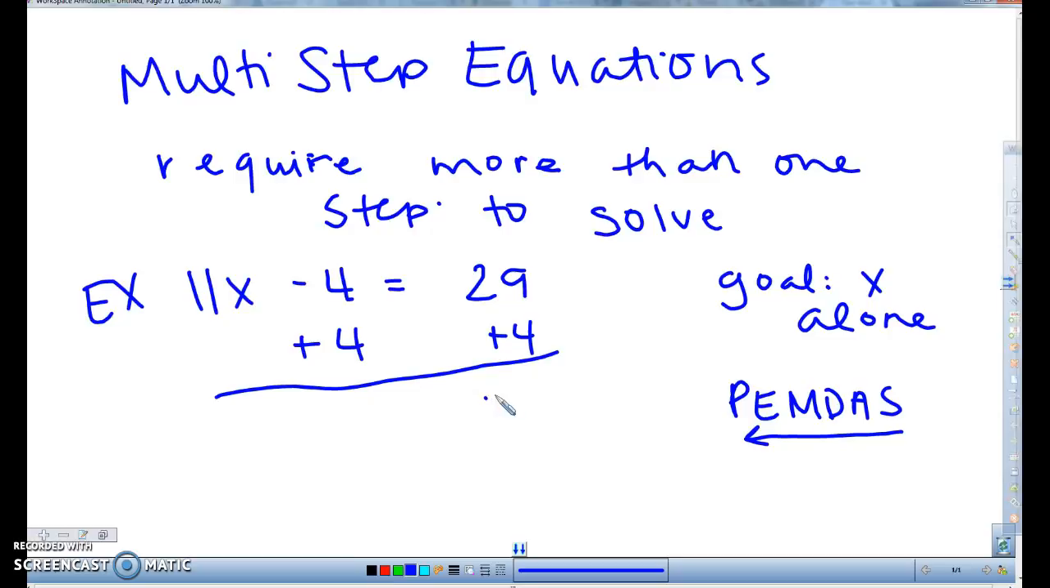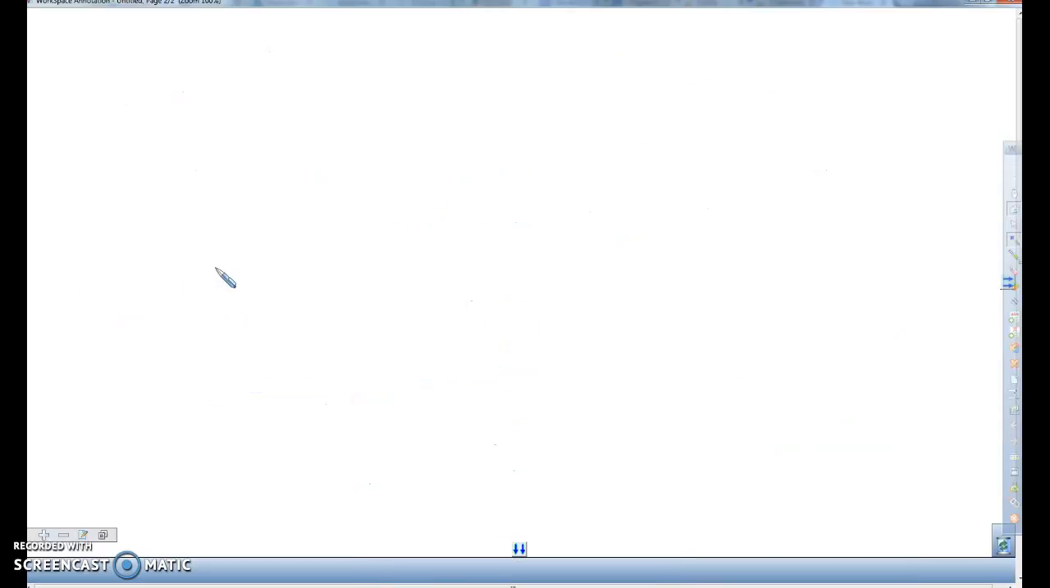29 plus 4 is 33. And on this side I was left with 11x. That's a one-step equation you can solve. You would divide both sides by 11. When I do that, these cancel. I get x. 33 divided by 11 is 3. We'll try one more.